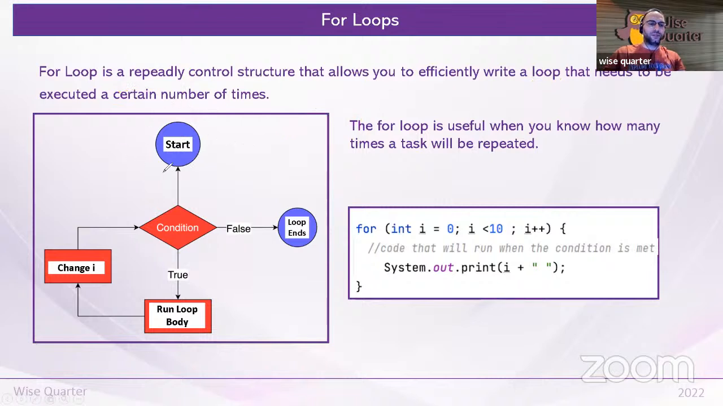Let's try to understand how it works from here. Everything starts from here. This is the first step. Then there is a condition. If a number is smaller than 100, for example, and if it is true, it will execute the loop body, the code we have written. It will print hello.